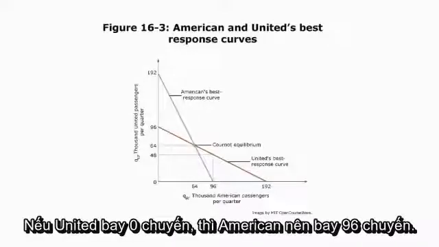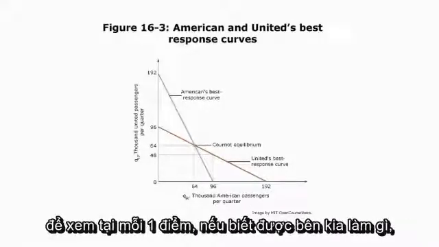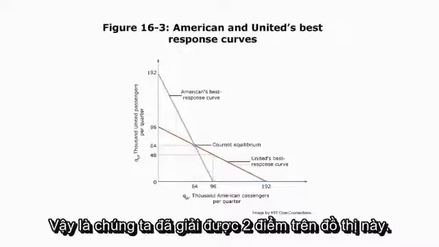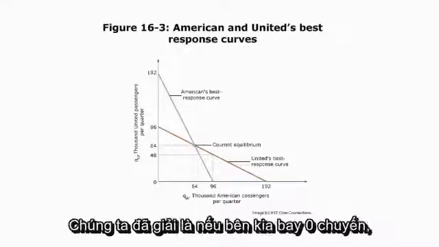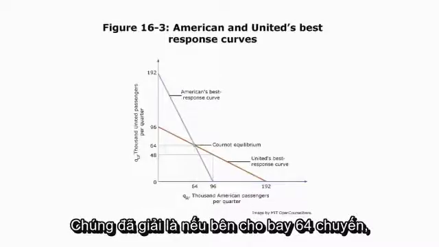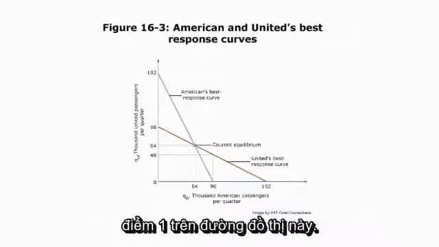So if United flies 0, American should fly 96. If United flies 64, American should fly 64. So you can literally trace out these curves, asking at every single point, given what the other guy's doing, what should I do? We solved for 2 points on this curve. We solved for the other guy producing 0, which is you produce 96. We solved for the other guy producing 64, which is you produce 64. That same math can be solved for every point on this curve.